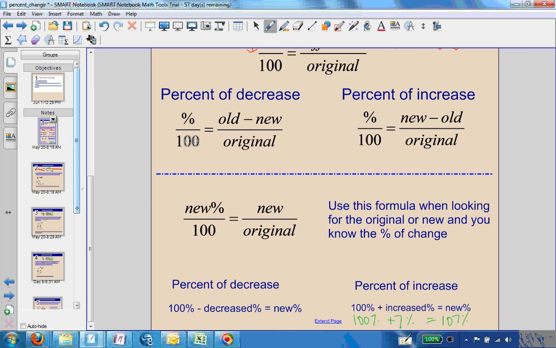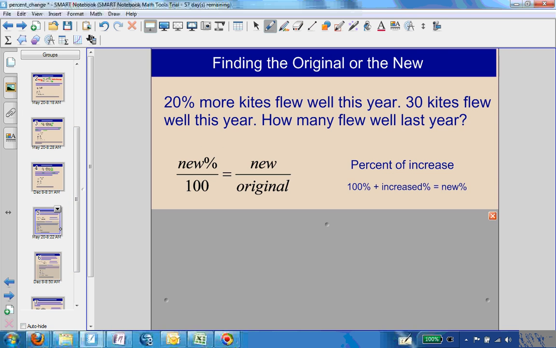So let's look at a couple of examples like that. 20% more kites flew well this year. 30 kites flew well this year. How many flew well last year? So we're looking for the original. Last year is the original. So that's our X. So if 20% more kites flew well this year, that's going to be 100% plus 20%. So our new percent is 120%.